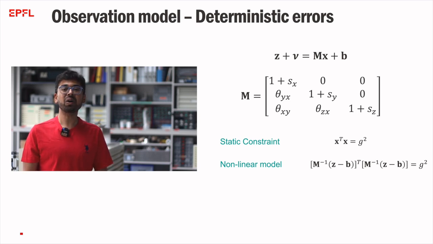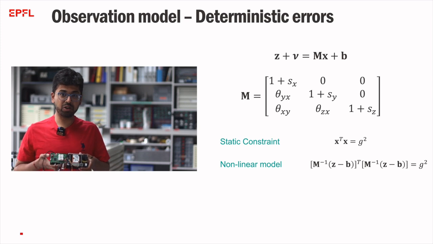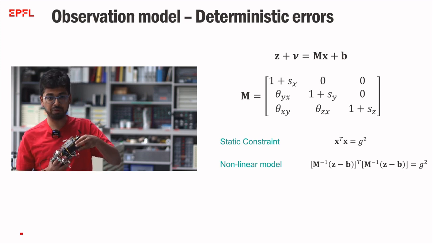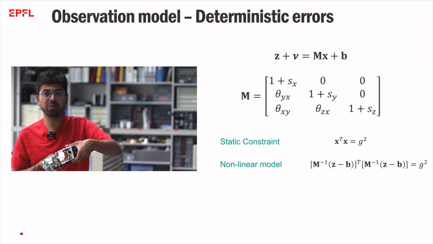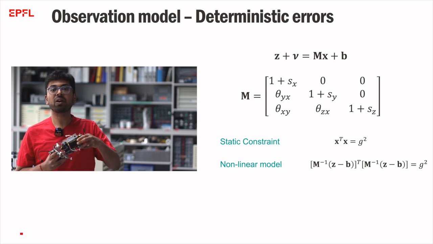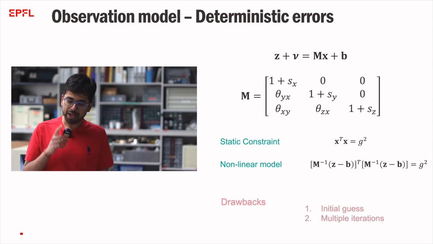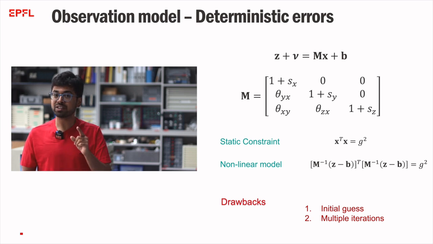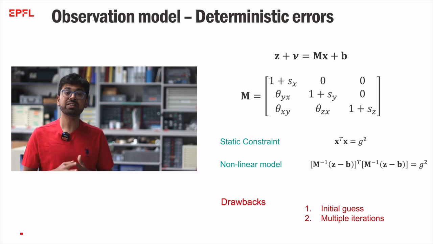This results in a nonlinear model which involves 9 unknowns, and we use a multi-pose methodology wherein multiple observations of the IMU in different poses, as I'm showing here on the video, are used by using recursive least squares or iterative least squares. But this approach has two major drawbacks. First, it requires an initial guess, and second, there is a need for multiple iterations.